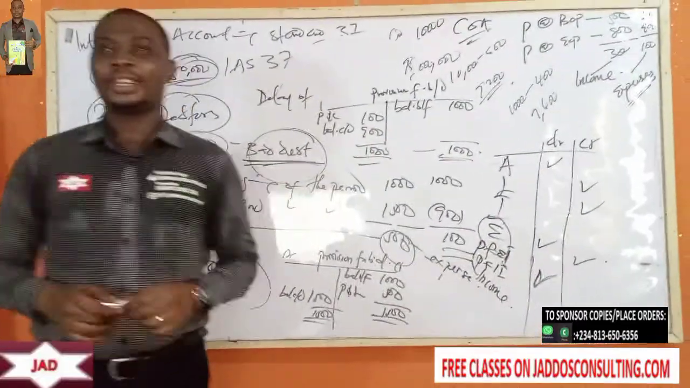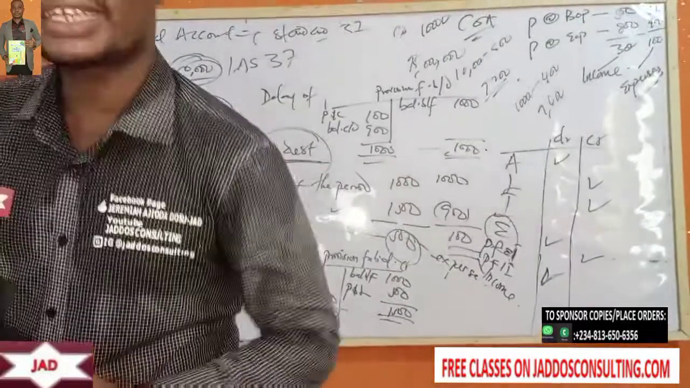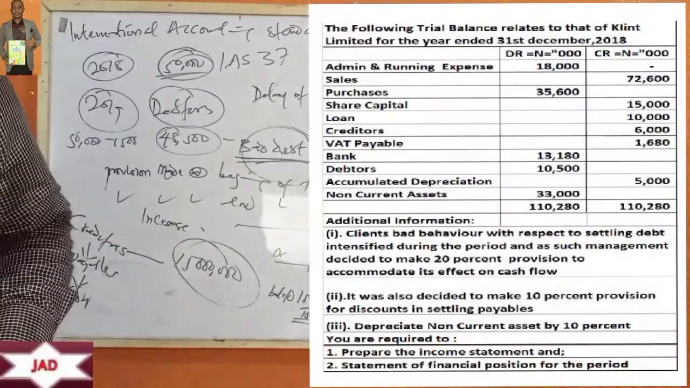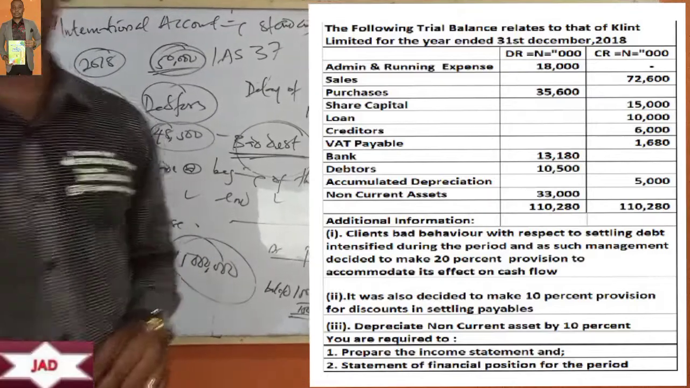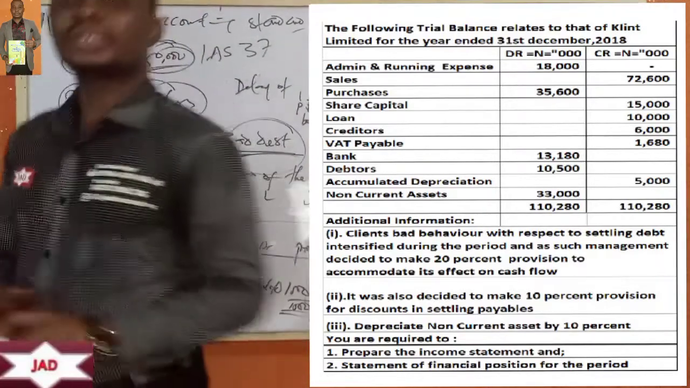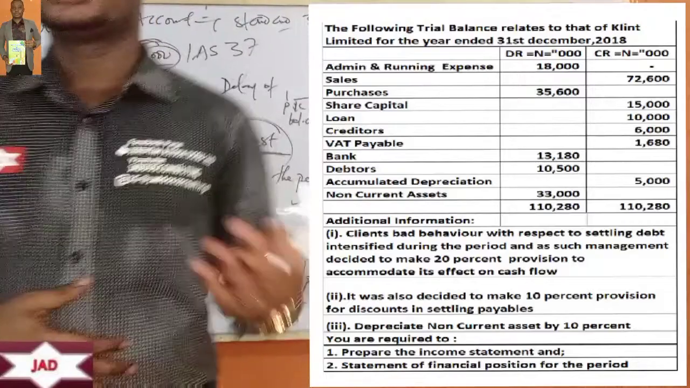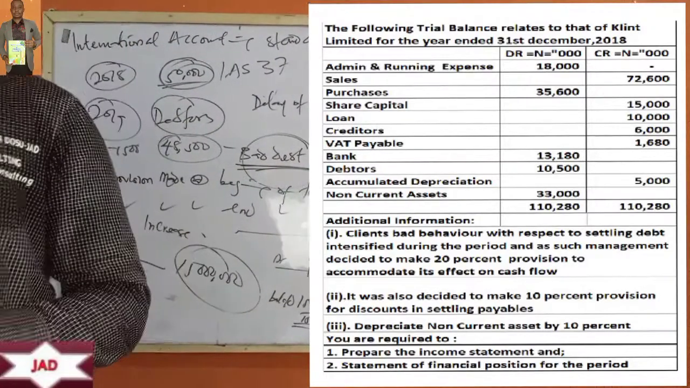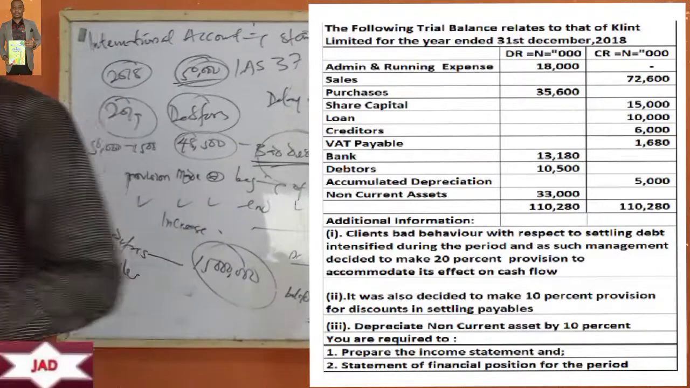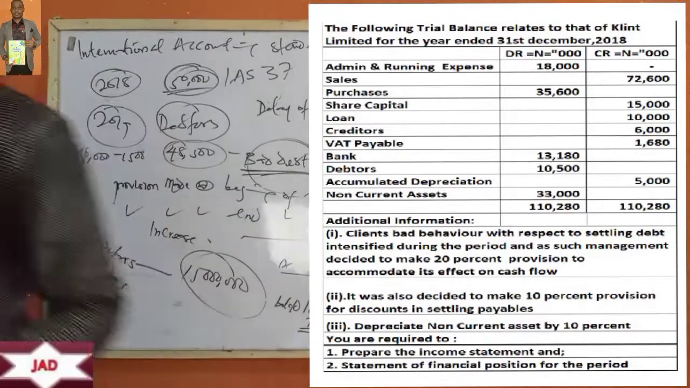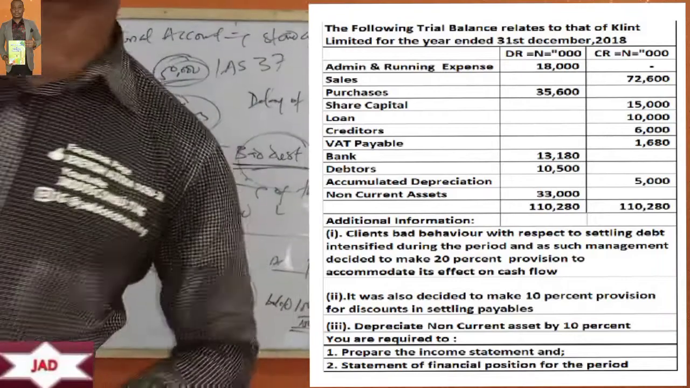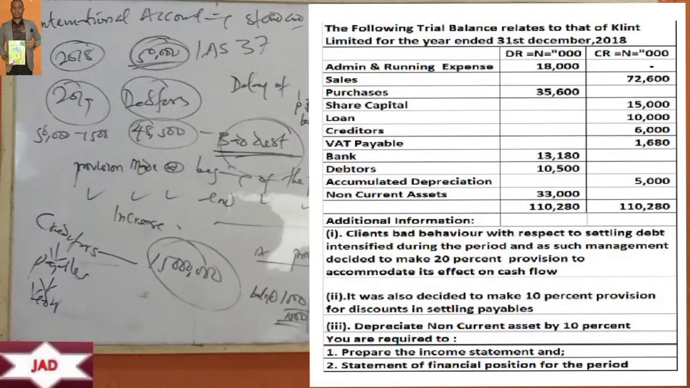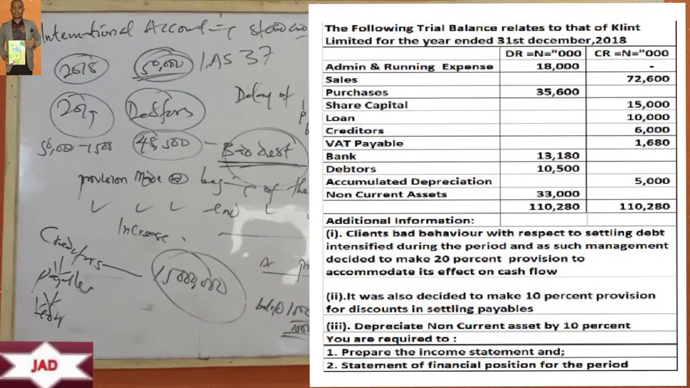All right, let's take this short question so we have an idea of what I'm talking about. The following trial balance relates to that of Claims Limited for the year ended 2018. We have admin and running expenses, sales, purchases, share capital, loan, creditors, VAT payable, bank, debtors, accumulated depreciation, and non-current assets, and the trial balance totals 110,280,000. Then we have additional information there. So what do we have here?